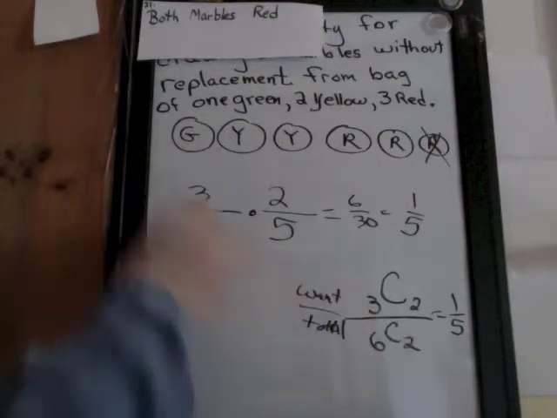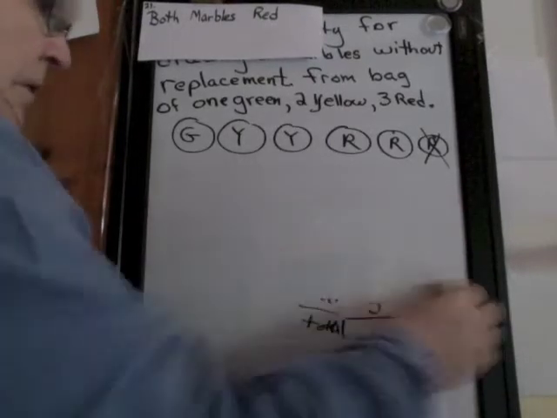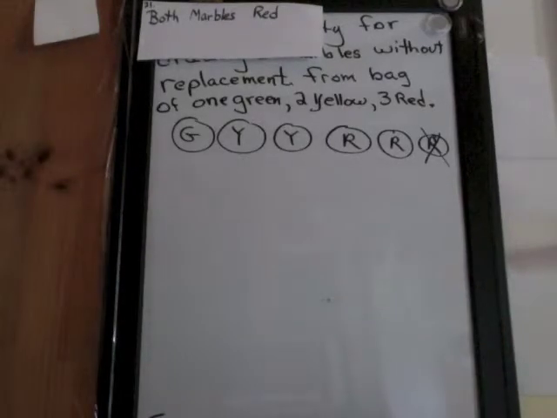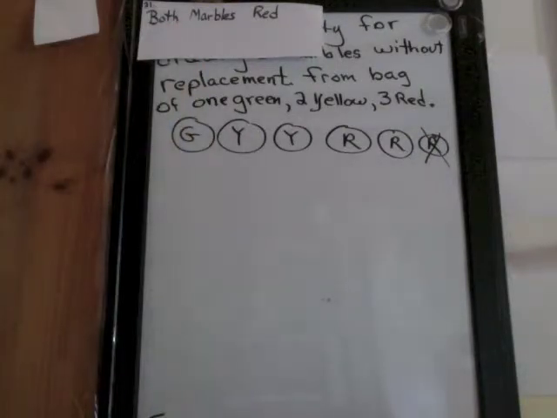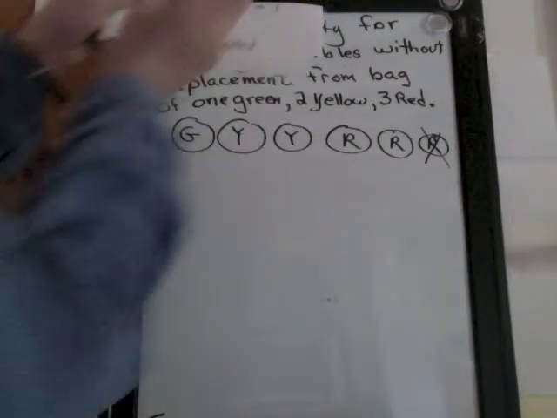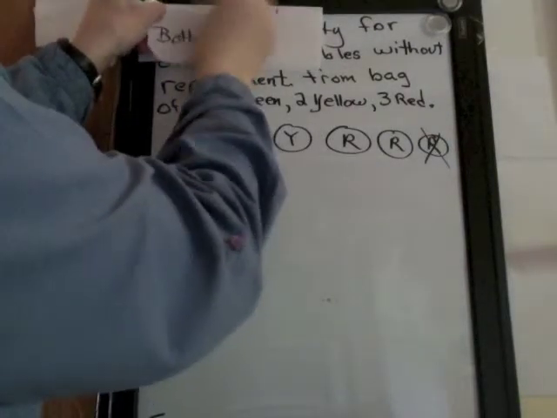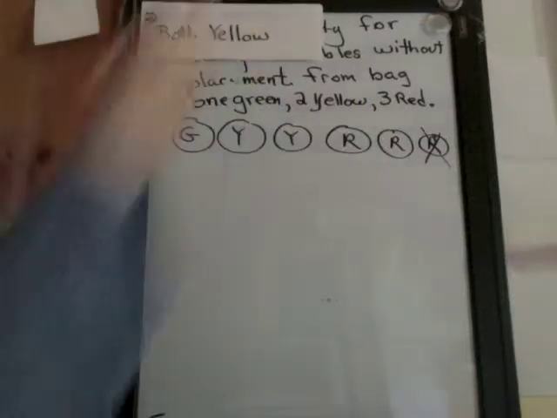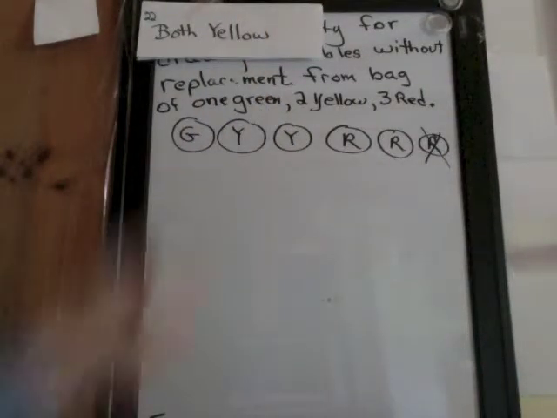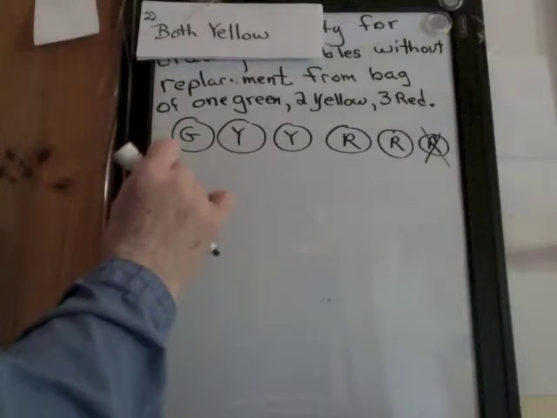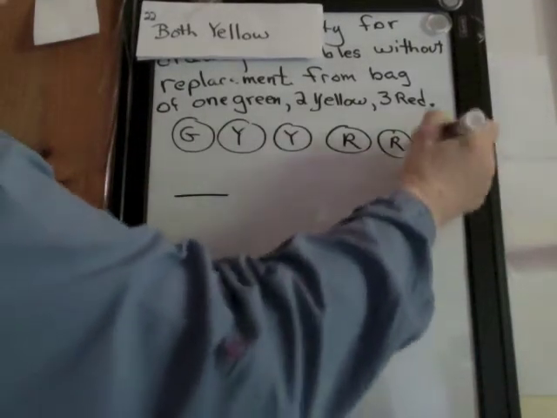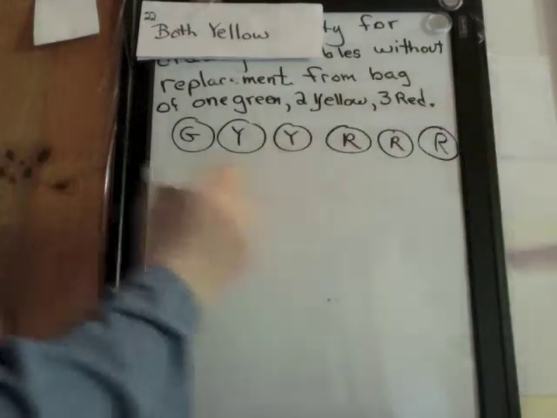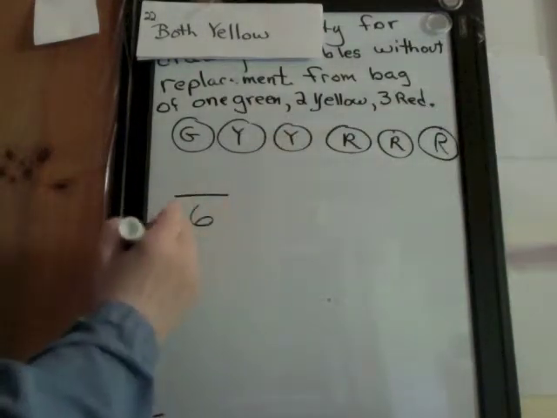All right, let's try a second one now. The second question says, what happens if I pick both yellow? So let's think about that. If I want both yellow, what happens? How do I do that? So again, I'm drawing 2 marbles. How many marbles are there all together? Let's put this back to the original. There's 6. How many yellow are there?